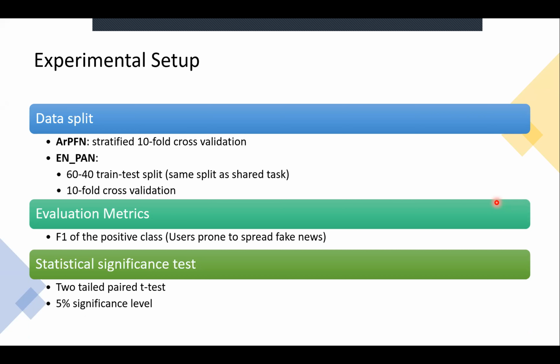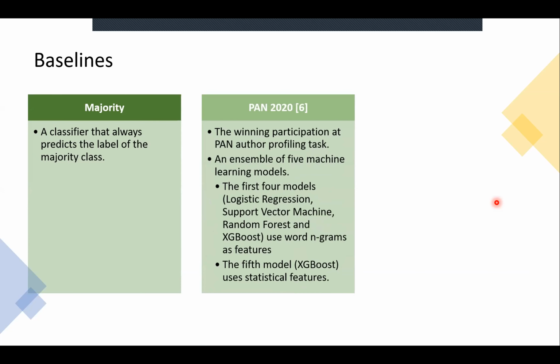And this was done in order to find if there is statistical significance in our results in comparison with the baseline score. So the baselines that we have used, I will quickly go through them. First was the majority baseline, which is a classifier that always predicts the majority class here. I mean, it is always labeling 0, for example. The second baseline was the winning participation at the PAN author profiling task.